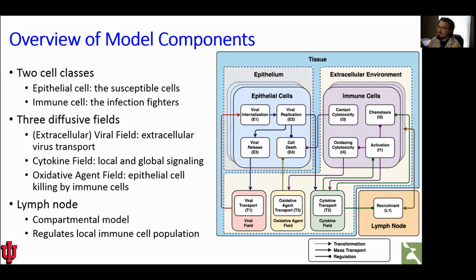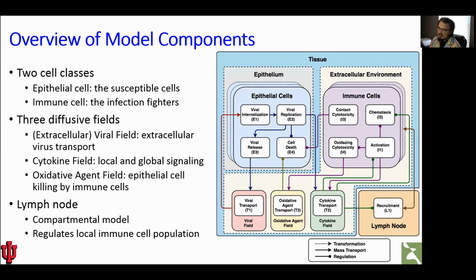This model consists particularly of two cell classes, those being a generic epithelial cell and a generic immune cell. Now the epithelial cells can be infected, and the immune cells fight the infection. We also consider three diffusive fields that we simulate along with the spatial distribution of these two classes of cells. The first being a representation of extracellular virus transport in the extracellular space.